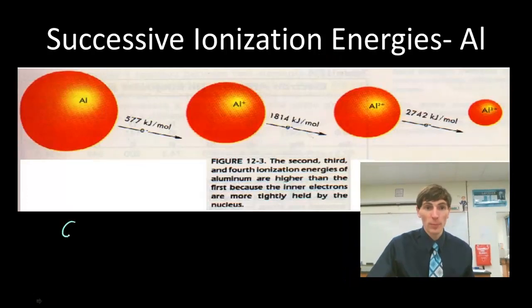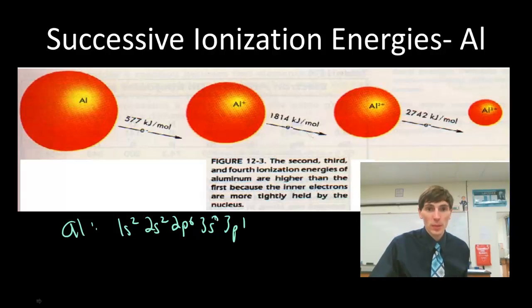Let's look at aluminum. Okay, so if I look at aluminum's electron configuration, 1s2, 2s2, 2p6, 3s2, 3p1. Aluminum is number 13 on the periodic table, so it's into the p block just a little bit. So looking at aluminum, if I want to start plucking electrons off of aluminum, here's my ionization energy.